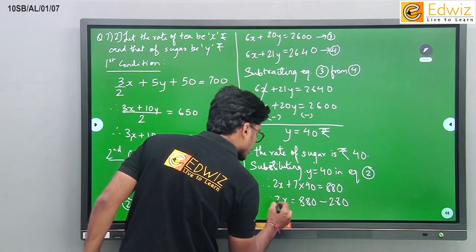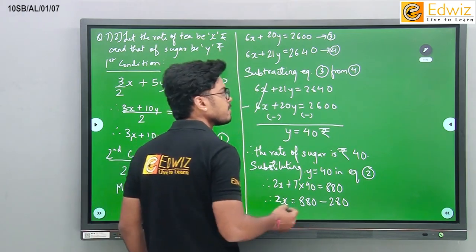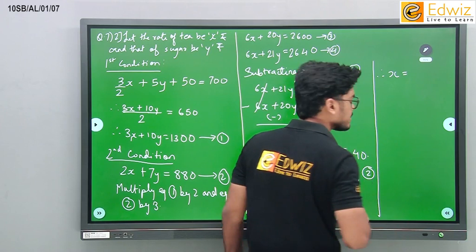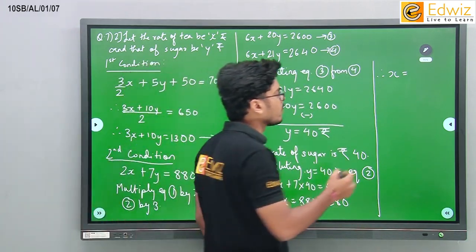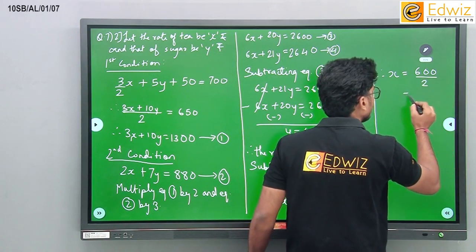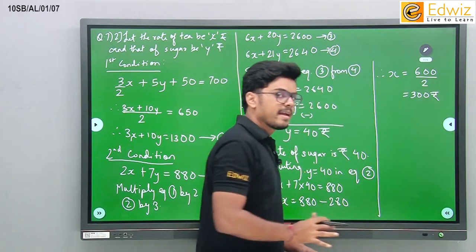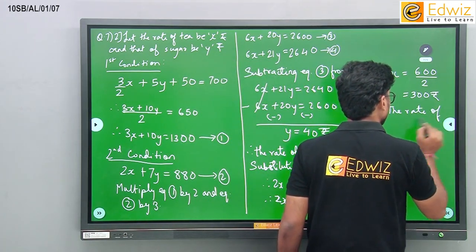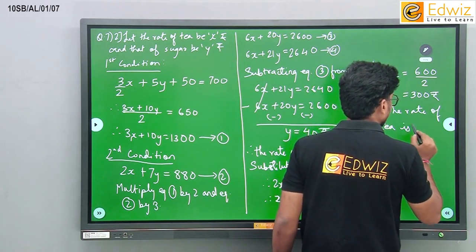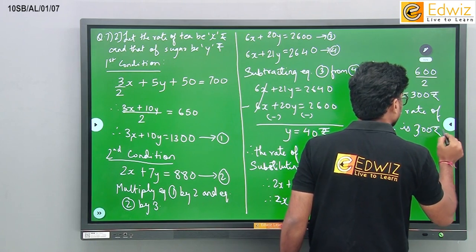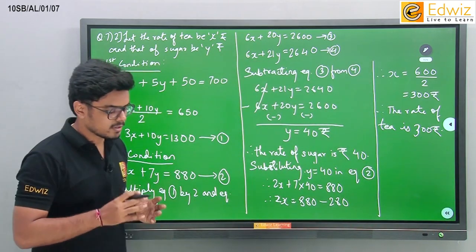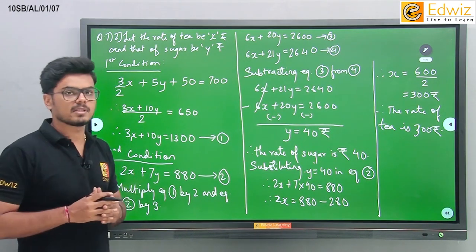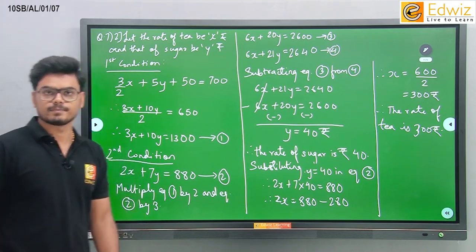Correct, the 2 with x, if I take it to the other side, goes into division. Let me do this calculation here. x will be equal to 880 minus 280, this is equal to 600. Okay, so 600 divided by 2, that is 300 rupees. This is the rate of tea per kg. Therefore, the rate of tea is 300 rupees. Okay, this is the solution for the second sub question of question number 7. I hope you understood the question. Now I will give you 4 minutes to note this down, then we will move on to the next question.